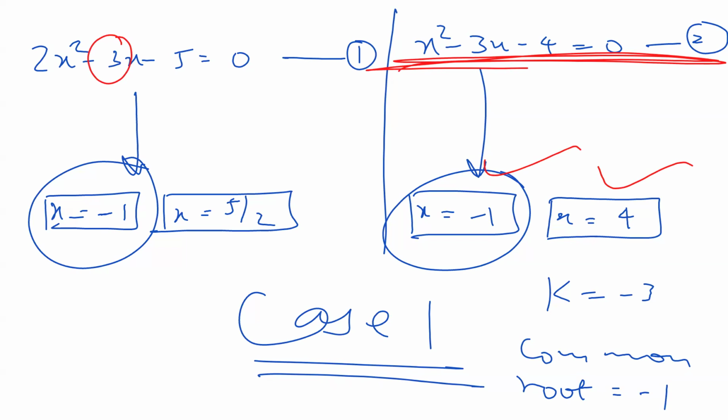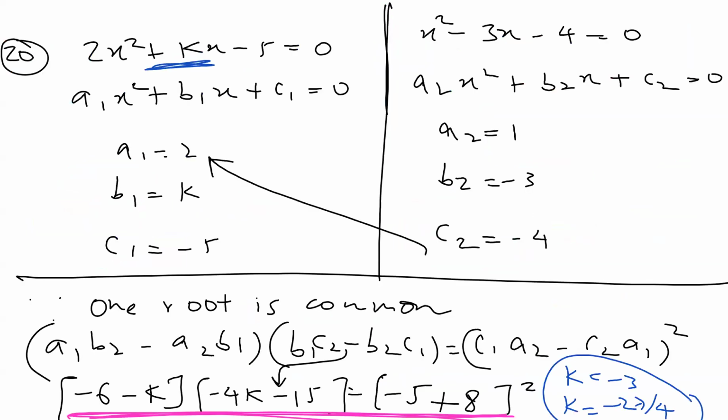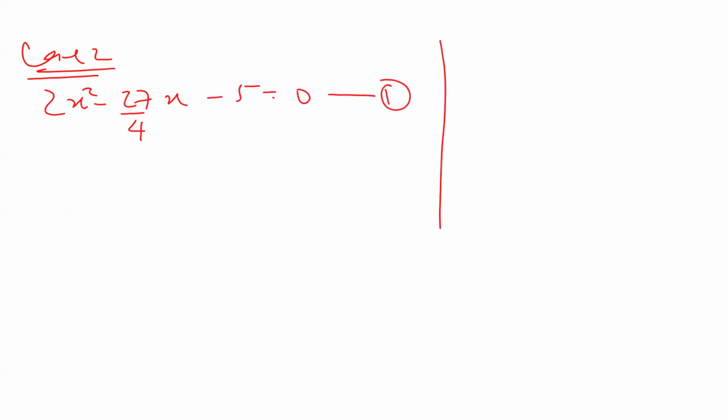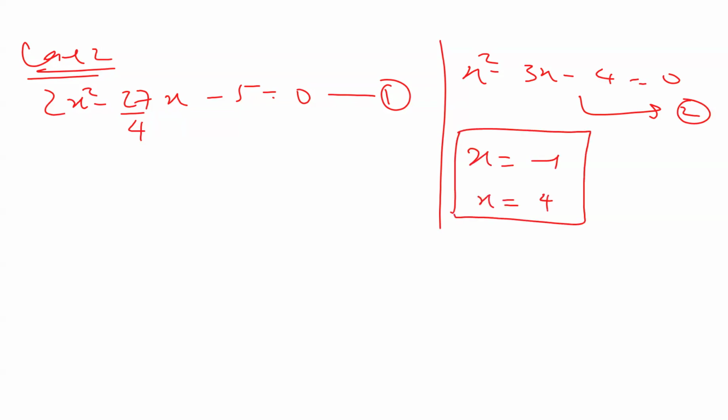Okay. So put -27/4 over here. So case 2, 2x square minus 27/4 x minus 5. This is equation number 1. Equation number 2 you already know. x square minus 3x minus 4 equal to 0. This is equation number 2. x is equal to -1, x is equal to 4. This you already know.